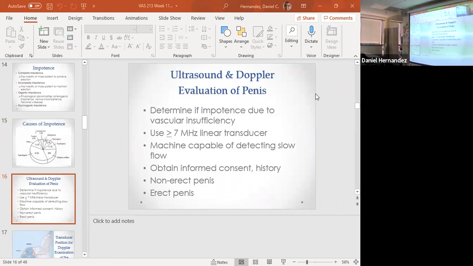So, ultrasound Doppler evaluation of the penis. This can be done to determine if impotence is due to vascular insufficiency. We're going to use a high frequency linear transducer, so 7 megahertz or greater, and we want a machine capable of detecting slow flow. We're going to obtain consent and history, and we're going to image a non-erect penis and then an erect penis.